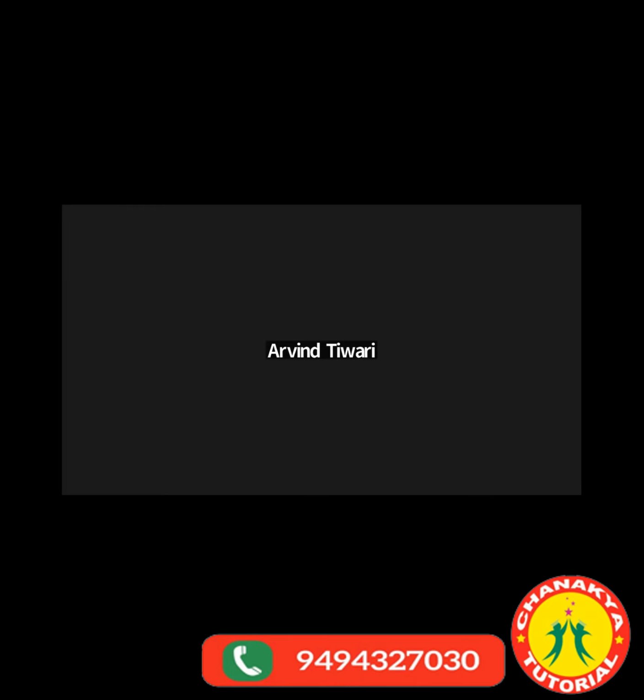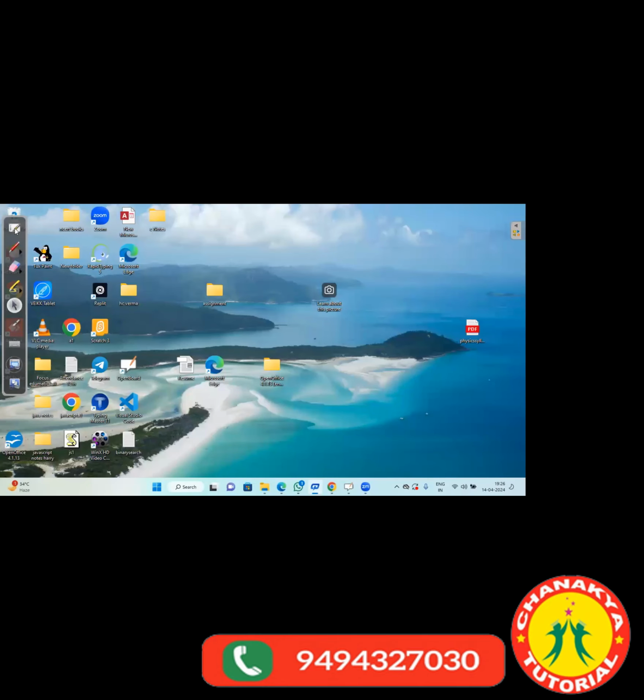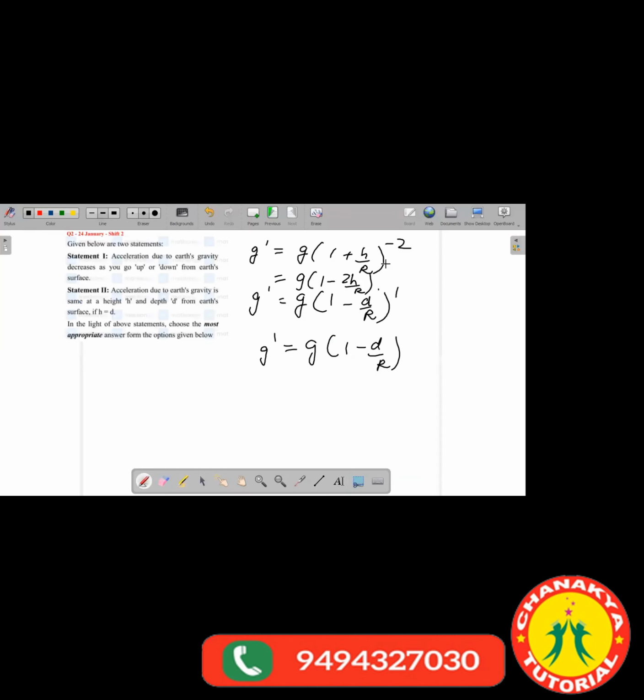Let's see again. I hope you now understand how the variation of acceleration due to gravity occurs. As per the height, the acceleration due to gravity varies as g times 1 minus 2h by r, whereas with depth, it varies as g times 1 minus d by r. So in both cases, the acceleration due to gravity decreases. So statement 1 is correct.